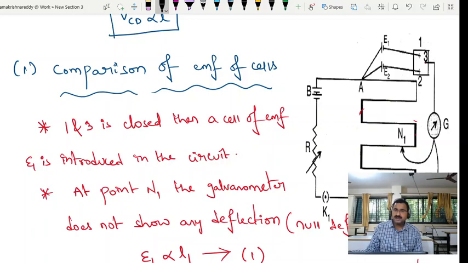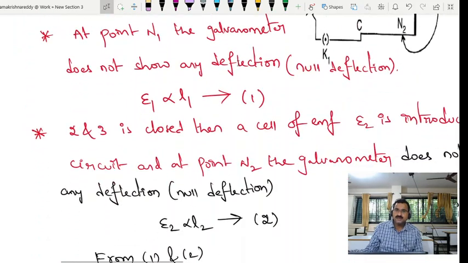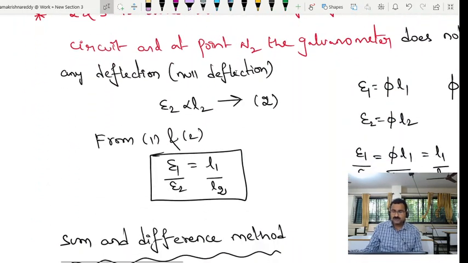When 1 and 3 are connected, or 1 and 3 are closed, then E1 is introduced in the circuit. Then what we observe is that the galvanometer shows null deflection somewhere. We are checking that with the jockey, and the galvanometer somewhere doesn't show any deflection. So that means E1 is directly proportional to L1. Second case, 2 and 3 means only E2 is in the circuit. That time E2 is directly proportional to L2.